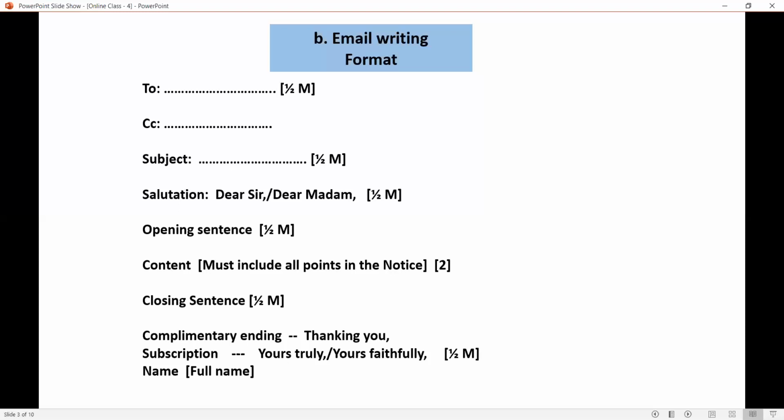In the closing sentence, carries half mark. The next is the complimentary ending, that is, thanking you, comma, and subscription and name, your full name. Subscription is yours truly and/or yours faithfully, which ends with a comma. Y should be in block capital and there should not be any spelling error when you write truly or faithfully. Together, it carries half mark, that is subscription and full name.